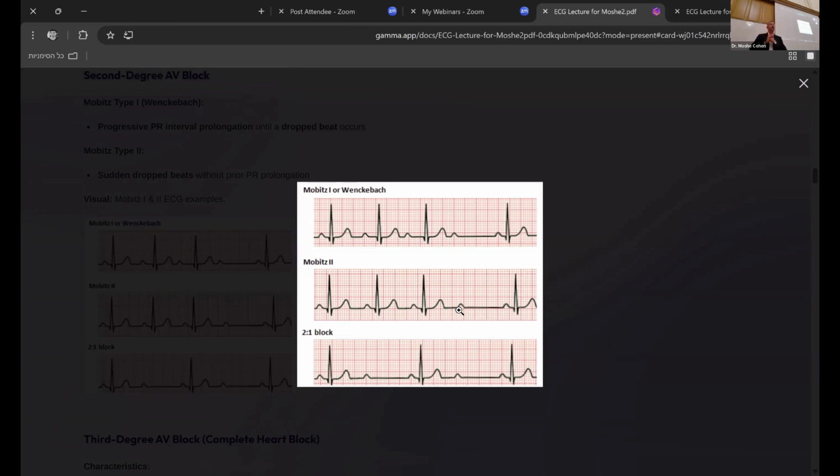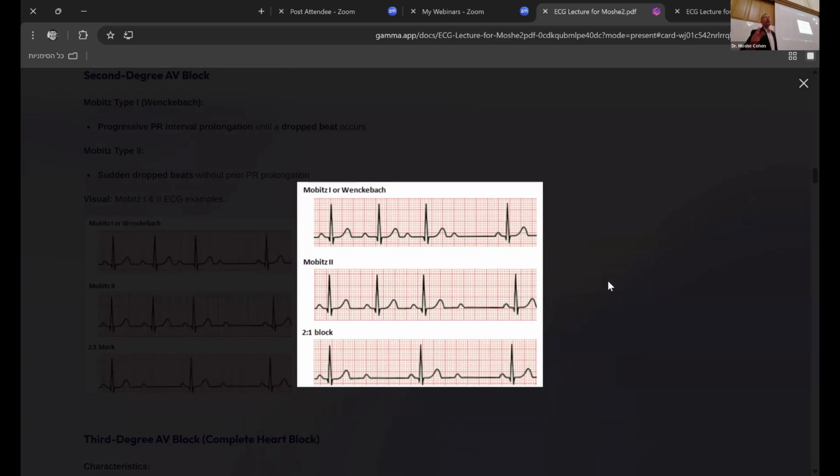Because remember, when it's becoming complete AV block, it's sometimes not possible to save. Sometimes we do save a complete AV block, but it's not obvious that the patient will be saved. Mobitz 2 is one step from a complete AV block. So you see the difference?